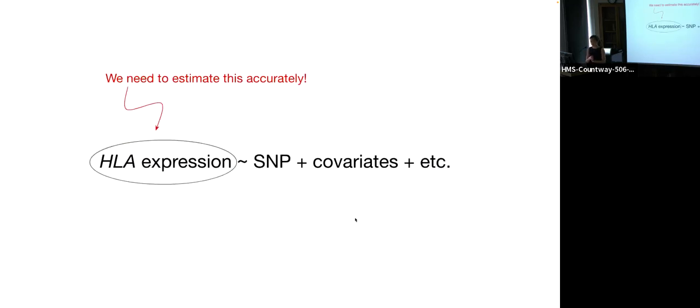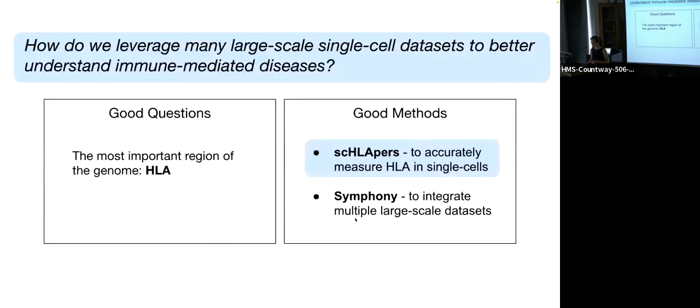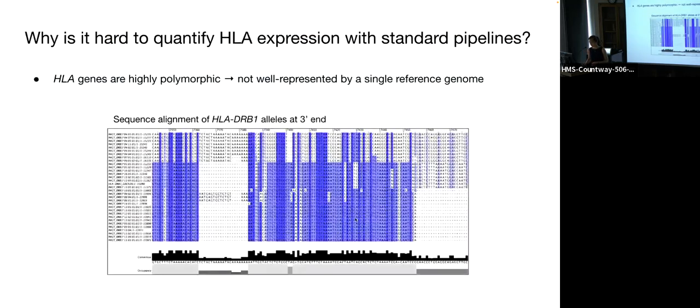Now to the other side of the equation, we need HLA expression estimates. And it turns out this part was actually a lot more challenging for technical reasons, which I'll get into. This brings me to the first method that we developed called single-cell HLA PAIRS, which is a way to accurately measure HLA expression in single cells. So first, why is it hard from a technical point of view to quantify HLA expression with standard pipelines?